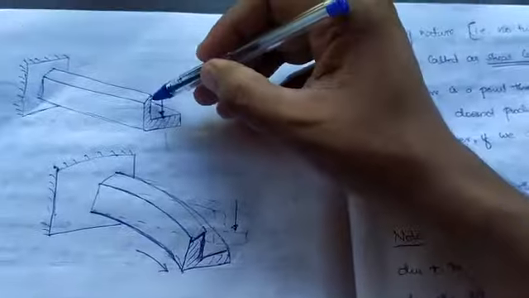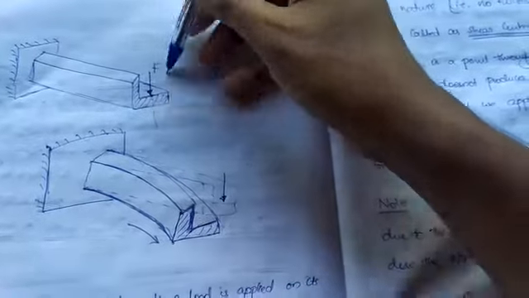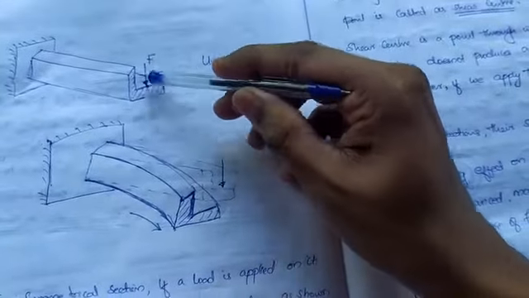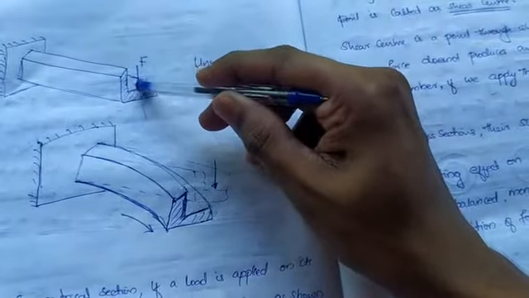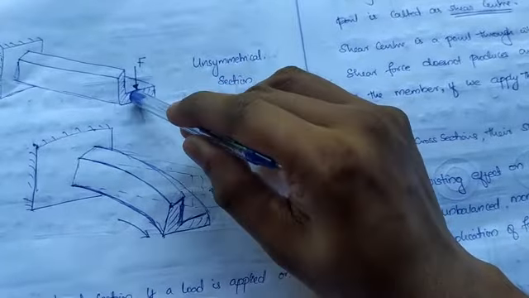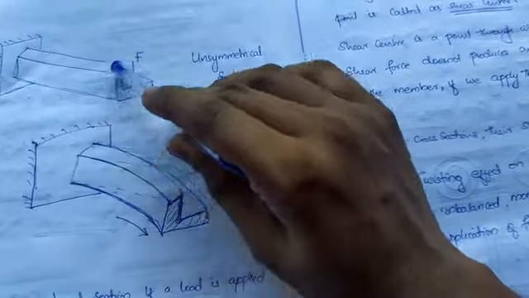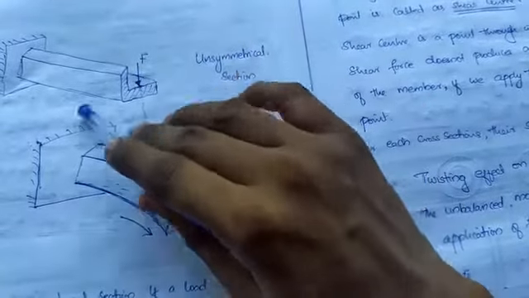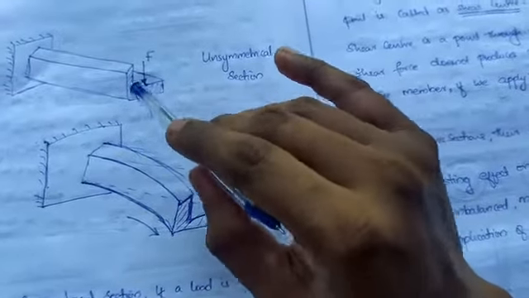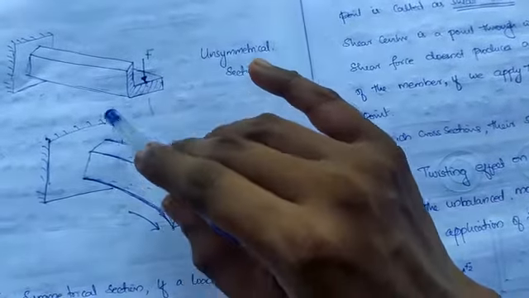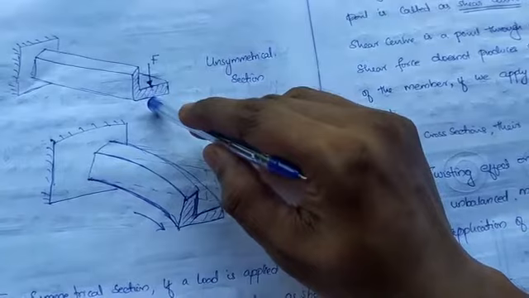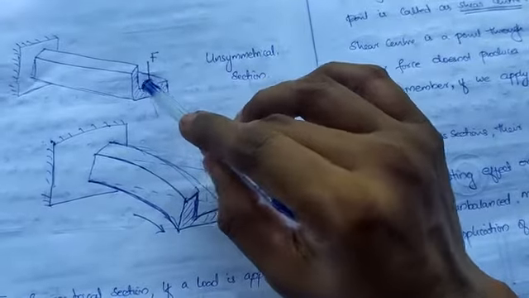See, in an unsymmetrical section if you are applying a load on its centroid, then together with the bending effect, this will move downwards as well as it will twist along this side. So in order to avoid this twisting, you need to apply a load somewhere around this. The shear center varies according to the section, but whatever it may be, you need to apply a load at a certain point to avoid this twisting, and that point is termed as shear center.